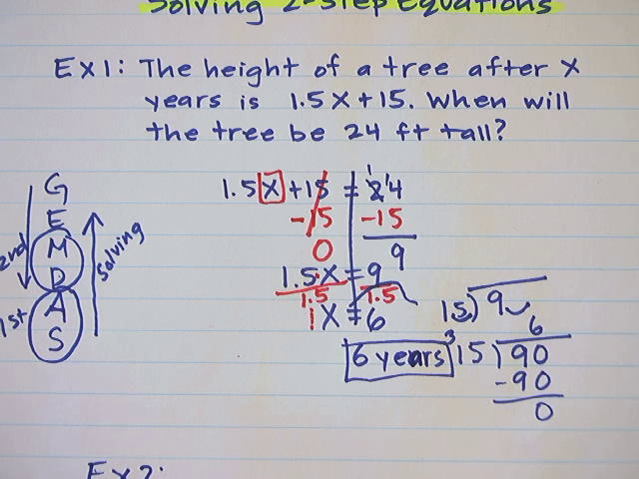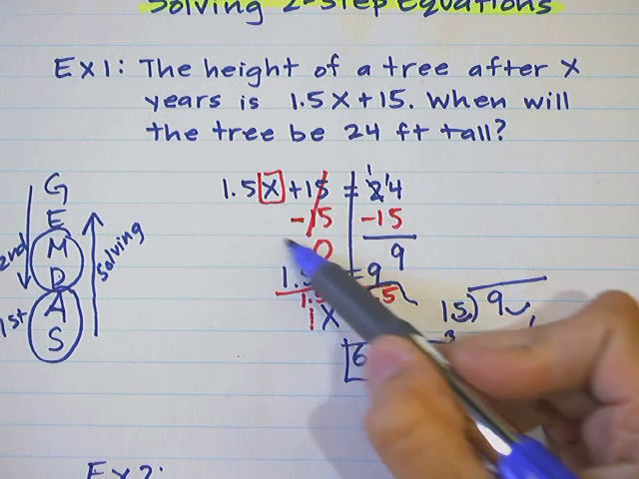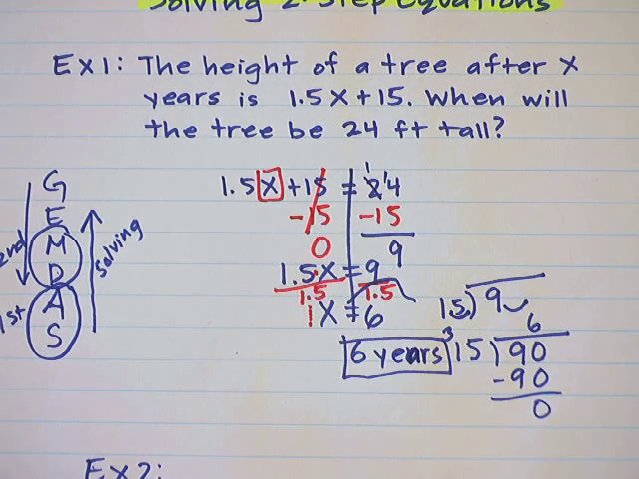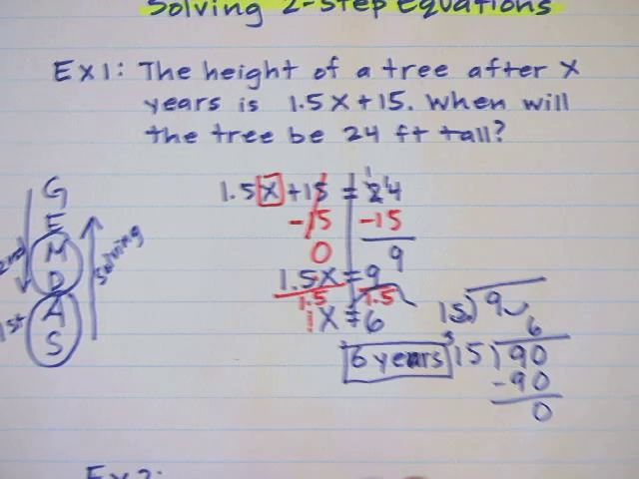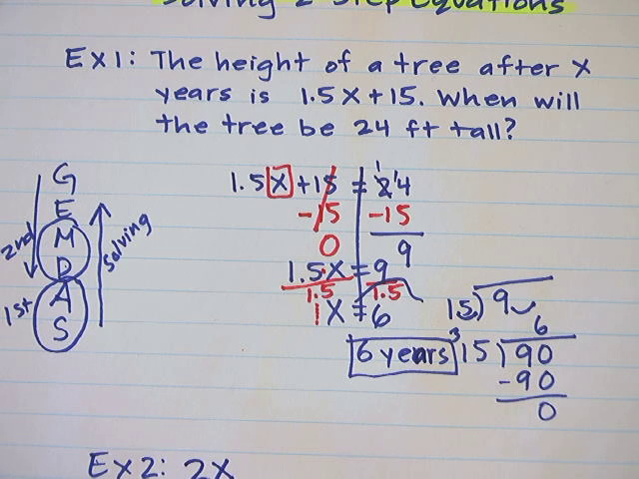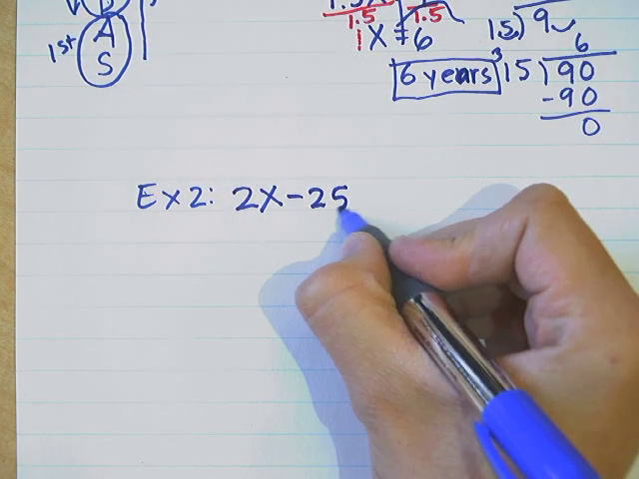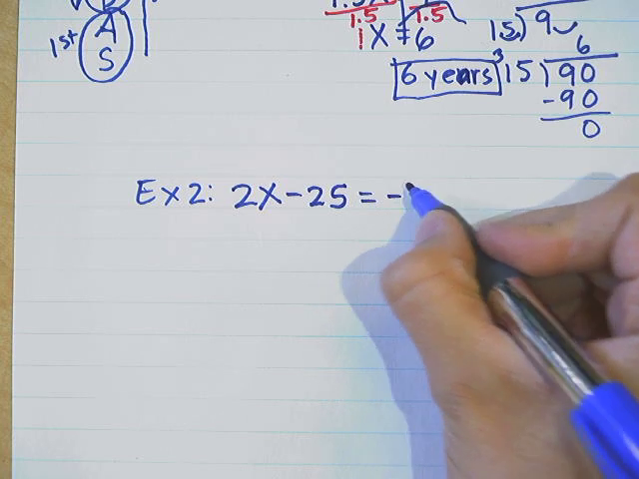Example 2. Now, back to this one really quick. It's called the two-step equation because the first step was reversing the subtraction. Second step was reversing the multiplication. So the inverse operations is 2 of them. Next one we'll say is 2x minus 25 equals negative 35.